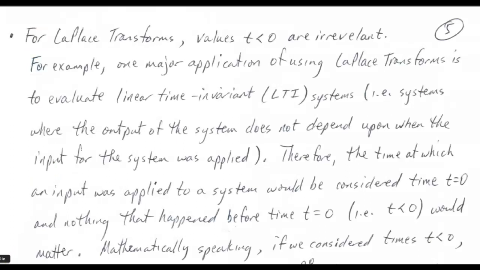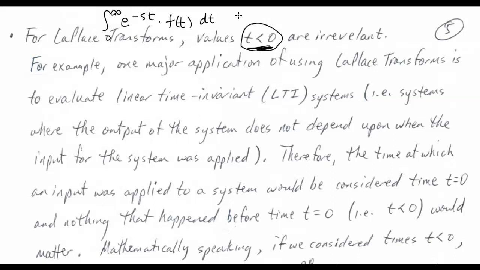All right, another thing that we want to take into consideration whenever we are doing the Laplace transform is that values of t that are negative are irrelevant in the Laplace transform, okay? Now, part of that is because of the way that we defined it, if you remember, which is from 0 to infinity of e raised to the minus st times f of t dt. So we're not considering these values in the first place, okay?